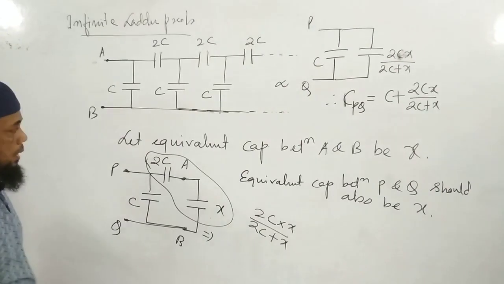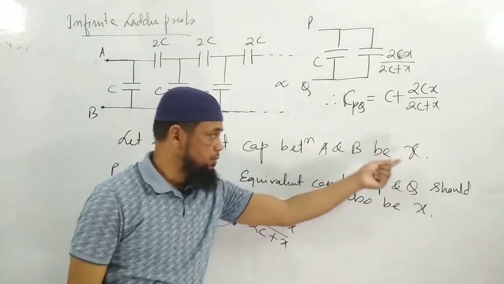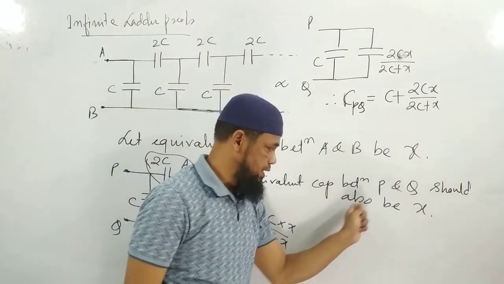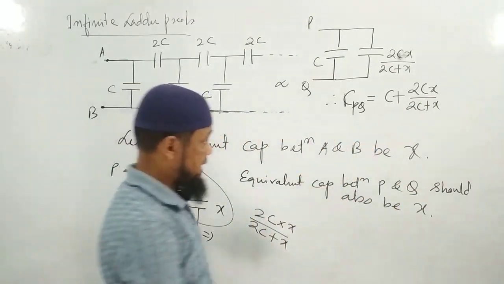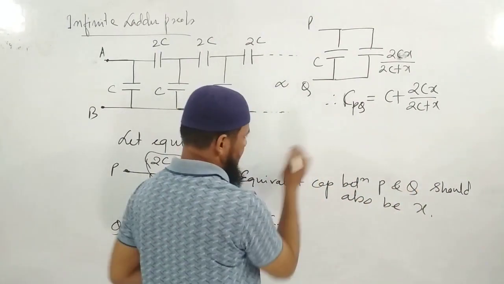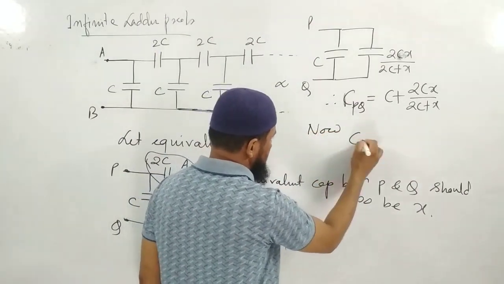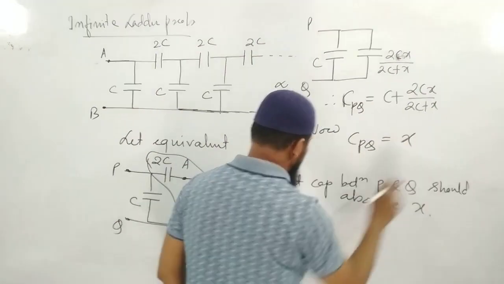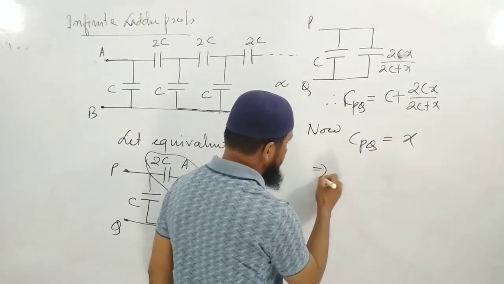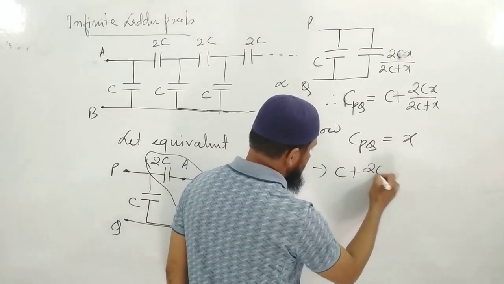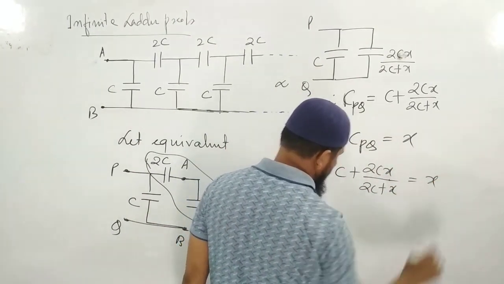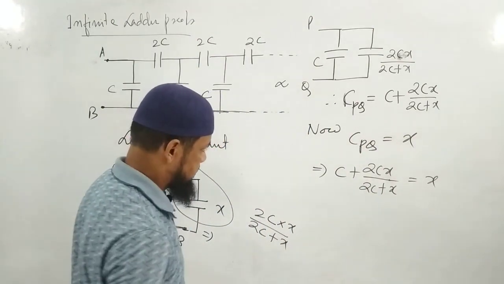But the equivalent capacitance between A and B was how much? X. And the equivalent capacitance between P and Q should also become X. That means this particular part should become X. Now C_PQ is also equal to X. What does that mean? C plus 2CX divided by 2C plus X should become equal to X.